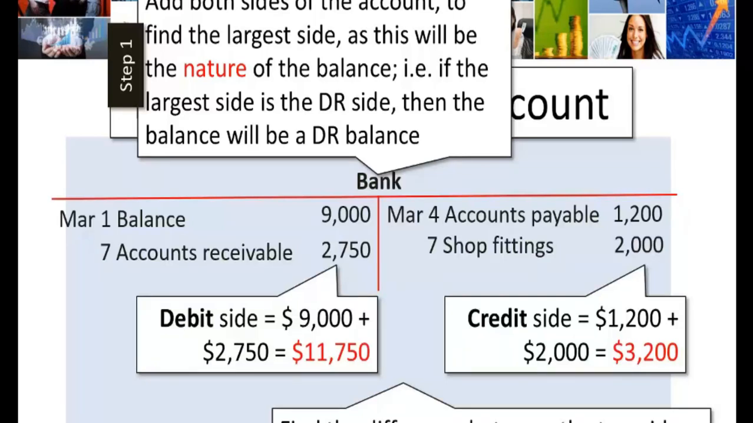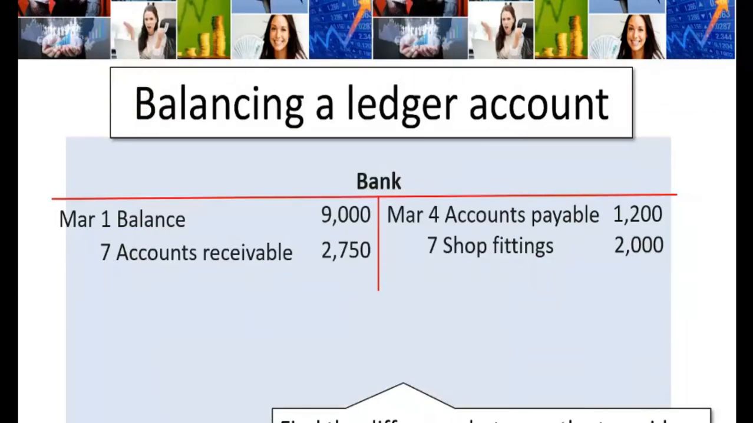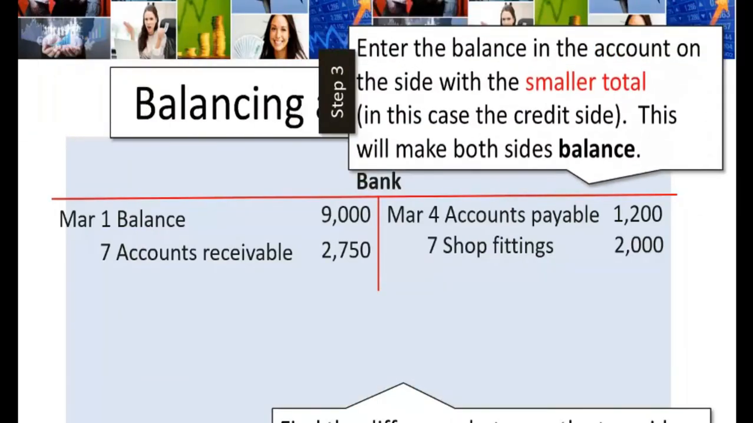So that's 8,550. The difference between the debit and credit side will be the balance. Now step 3, enter the balance in the account on the side with the smaller total. So in the case of the bank, this is going to be the credit side, and that's going to make both sides balance. Both sides will now total the same amount.